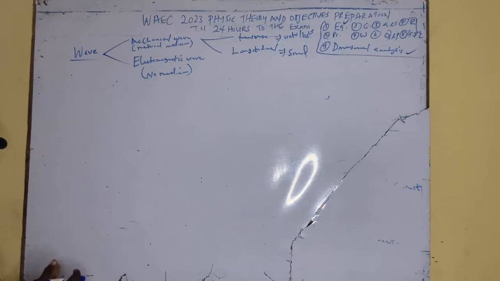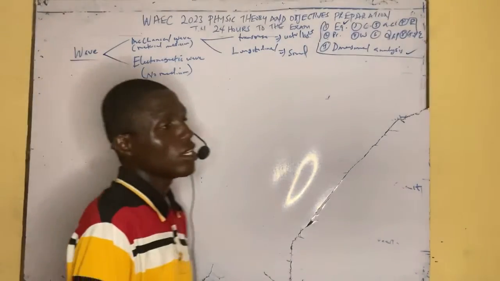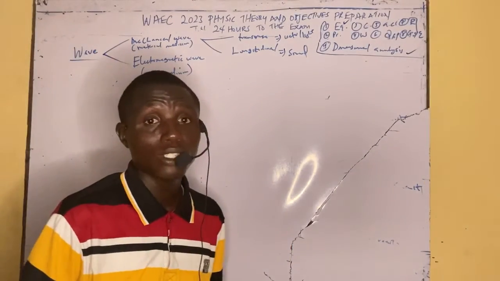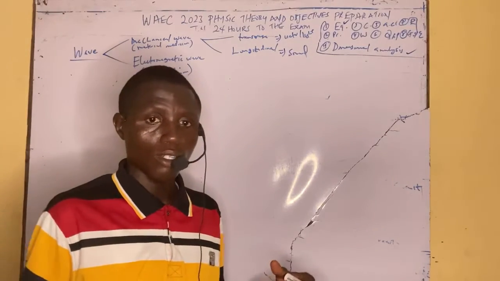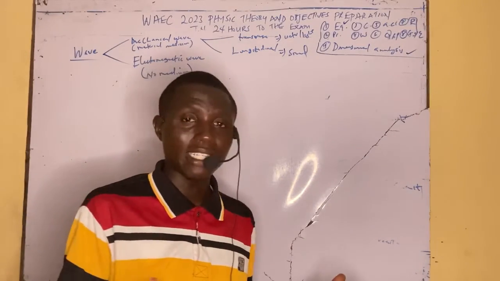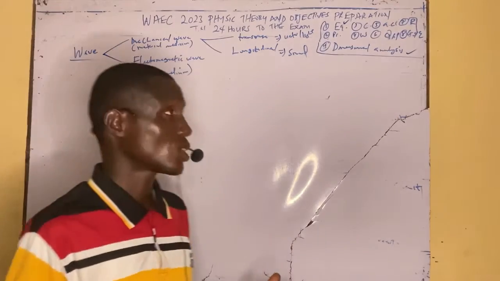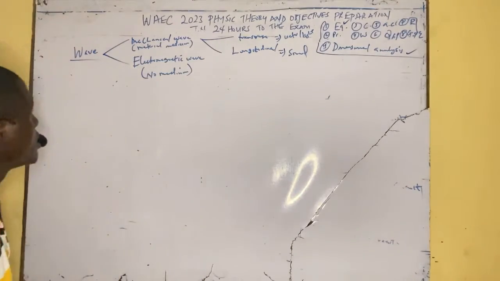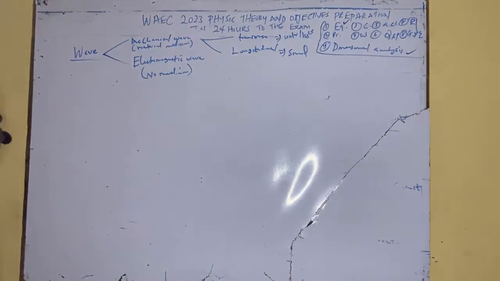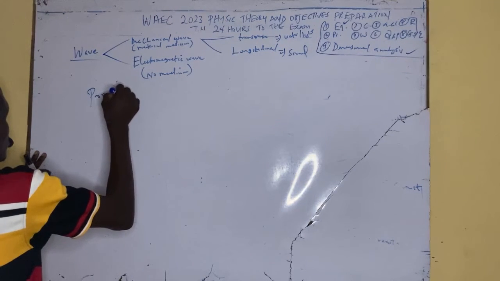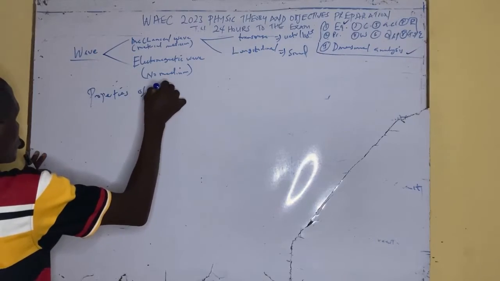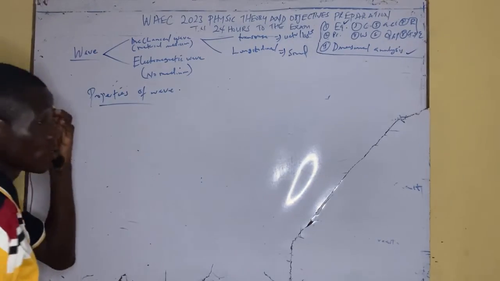We also have other types of waves like stationary waves. A stationary wave, or standing wave, has properties you must go and read very well. It's very, very important. They usually ask questions. And let me now move to the properties of wave. Very, very important.